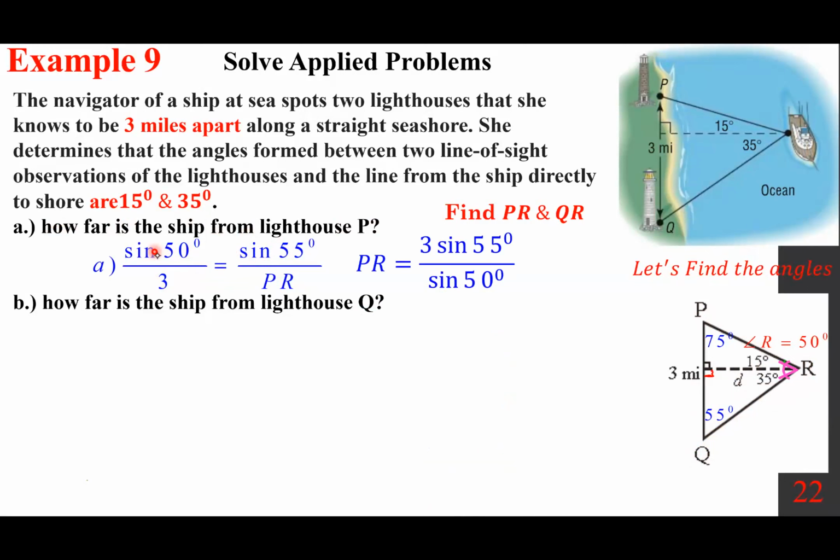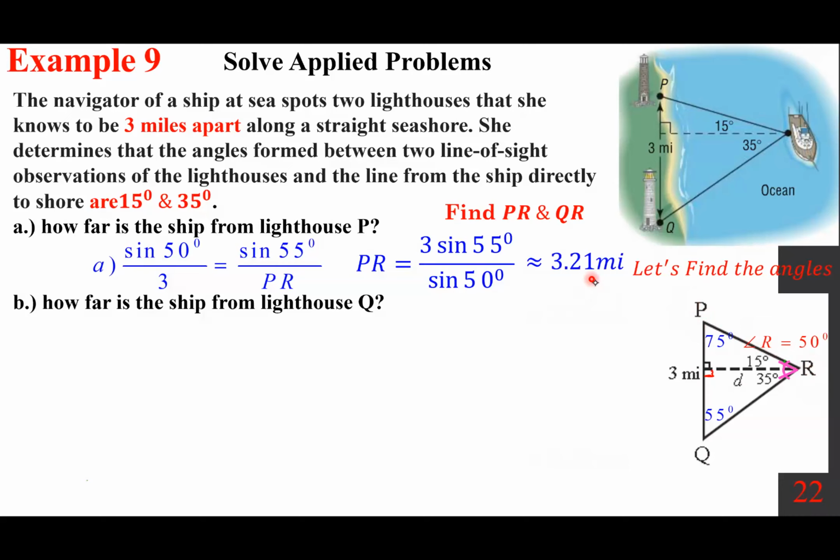Use a calculator. And it gives you 3.21 miles. So the distance from the ship to P, meaning PR, is 3.21 miles.